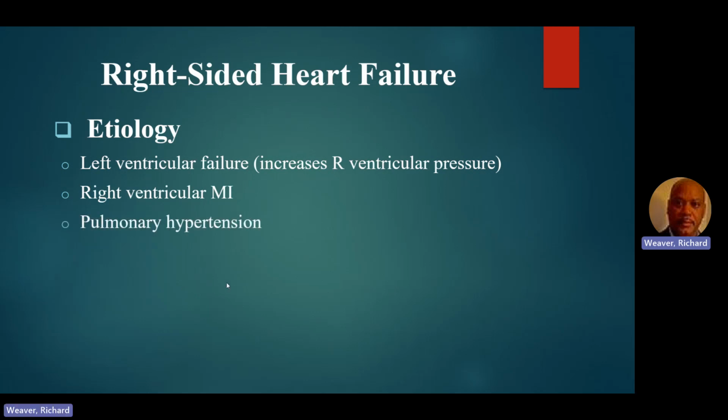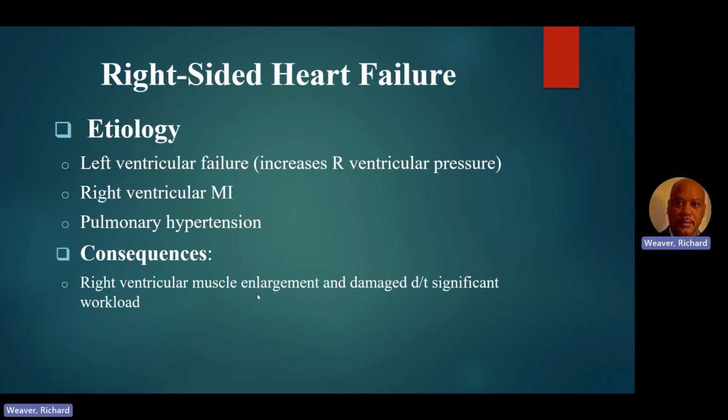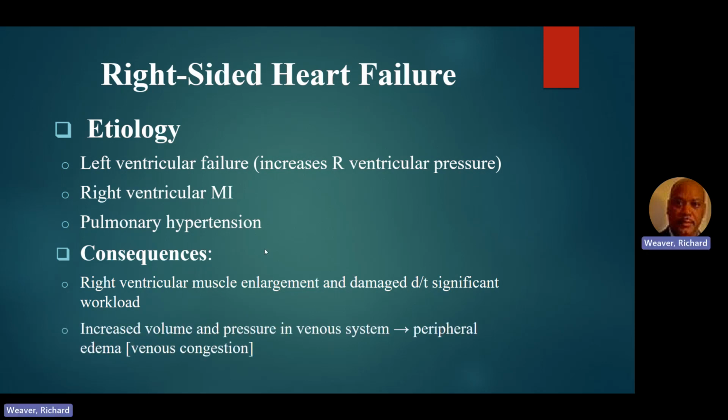There is also pulmonary hypertension, and so the pulmonary vasculature becomes very constricted, and the right ventricle has to push its contents through the constricted vasculature, placing more pressure or workload on the right ventricle. And of course, the consequence of this is right ventricular enlargement and also damage due to that significant workload. So there is increased volume and pressure on the venous side, which leads to, for example, peripheral edema or that venous congestion.